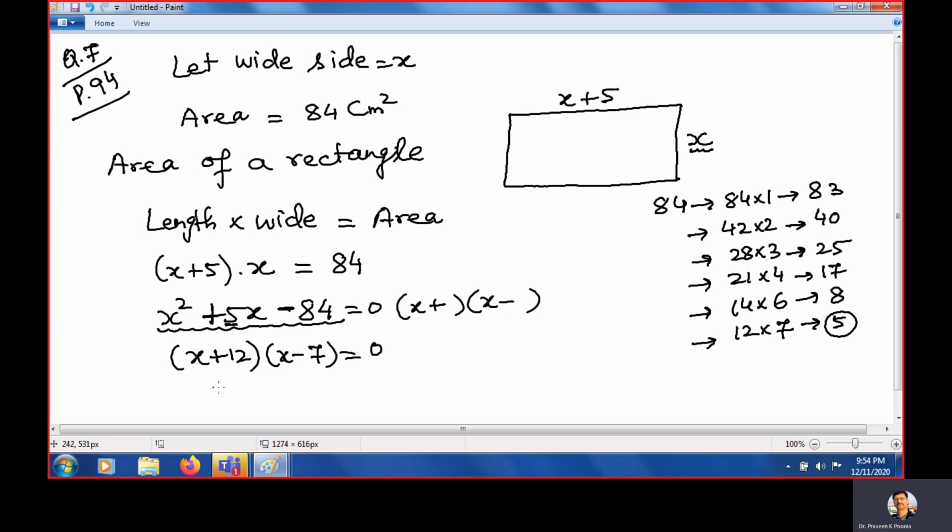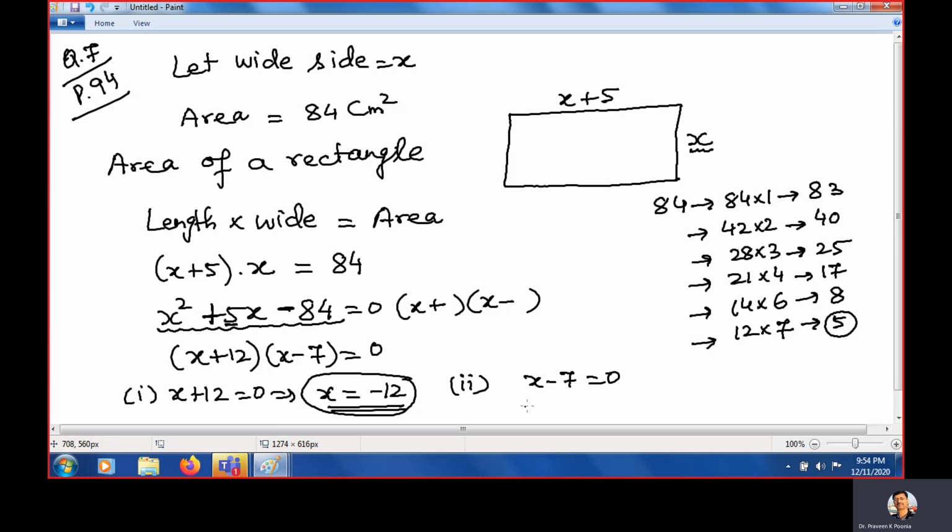Clear? Understand? So what is it? First factor, x plus 12 is equal to 0. So what is the value of x? Minus 12. We cannot take this value because length cannot be negative. Length is always positive. So this is the wrong answer. Number 2, x minus 7 is equal to 0 and x is equal to 7.